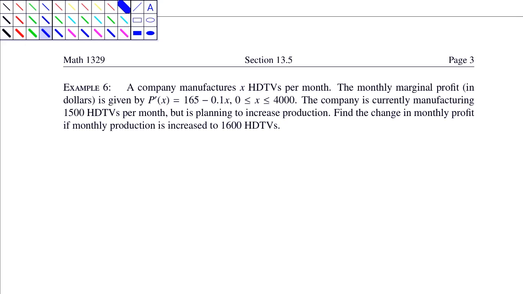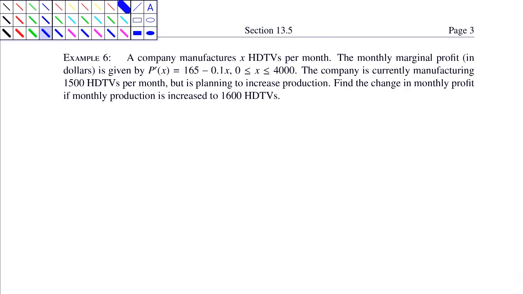Right. Suggestions? So, what are we looking for? Change in profit, right? So, what is the new profit level going to be? No, how many are we going to make? 1,600. So the profit at 1,600 minus the profit at the current level of production, 1,500.